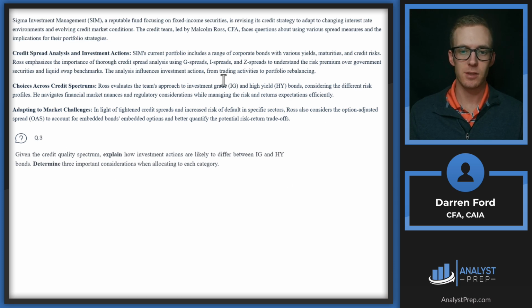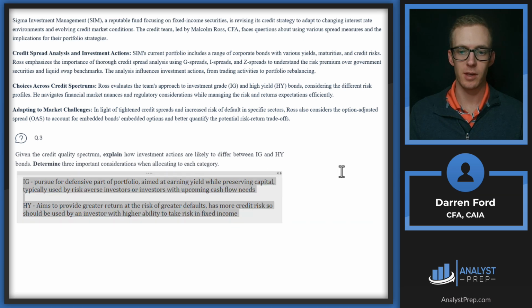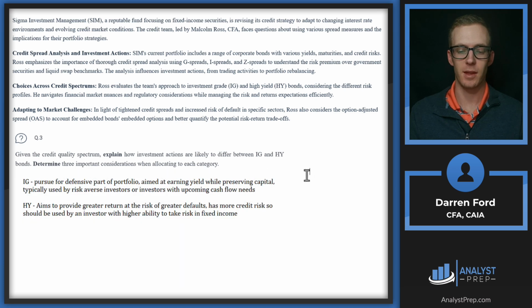So we're looking at investment grade and high yield. The first part of the question: explain how investment actions are likely to differ between investment grade and high yield bonds. Investment grade bonds, I think the rating is BBB and up, are typically going to be safer. High yield are going to be BBB minus and below, so they have essentially more default risk.